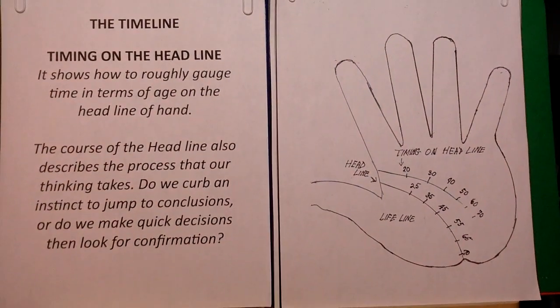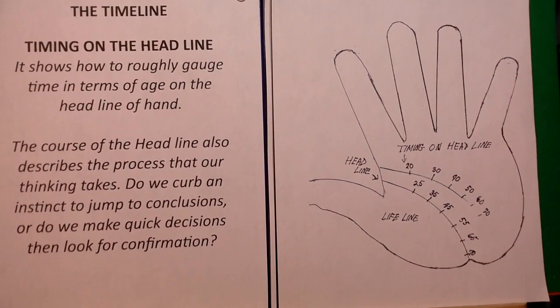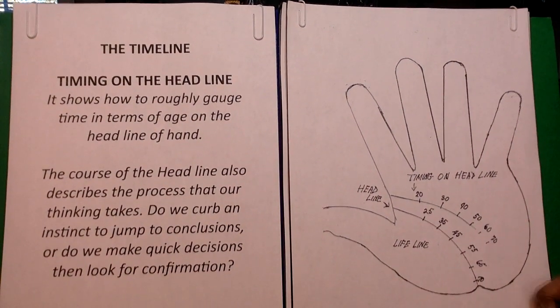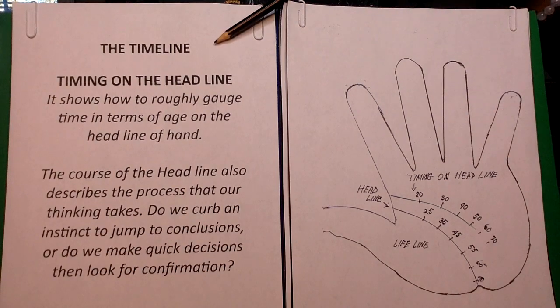All right, here's our check sheet that we always follow. Okay, so we see here the headline, timeline. It shows how to roughly gauge time in terms of age on the headline of a hand.